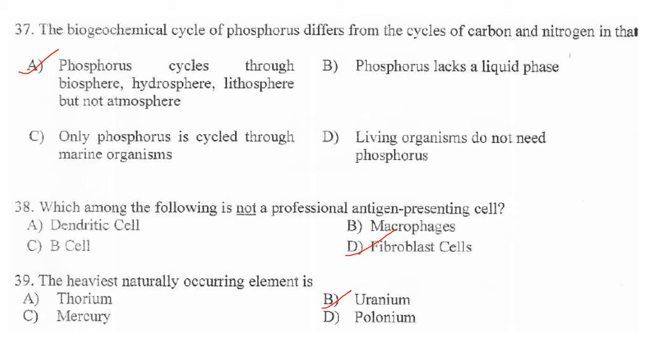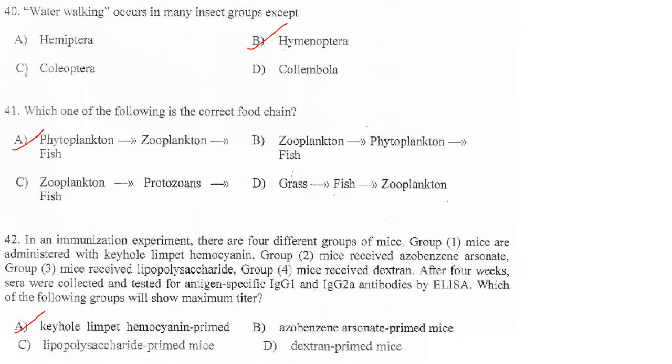Then, which among the following is not a professional antigen presenting cell? Professional antigen presenting cells are immune cells that specialize in presenting an antigen to a T cell. The main professional antigen presenting cells are dendritic cells, macrophages and B cells. So the one which is not a professional antigen presenting cell is fibroblast cells. Then, the heaviest naturally occurring element is uranium. Answer is option B. Then, water walking occurs in many insect groups except Hymenoptera. Then, which one of the following is the correct food chain? It is phytoplankton, zooplankton and then fish: phytoplankton being eaten by zooplankton, and zooplankton in turn being eaten by fish. So the answer is option A.